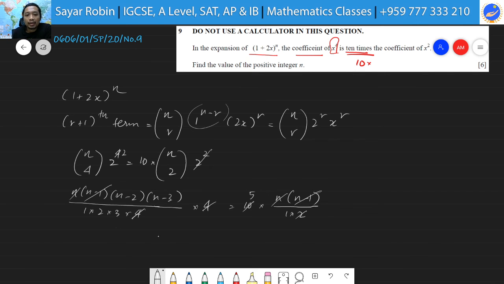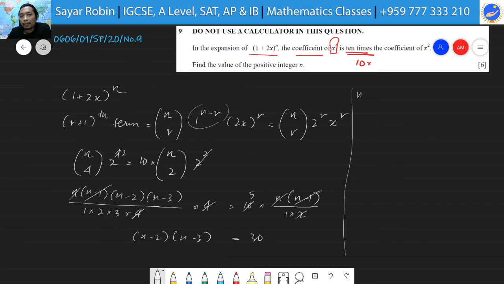Then n minus 2 times n minus 3 remains, over 1 times 2 times 3. The product of 1 2 3 is 6, and 6 multiplied by 5 is 30. So we have to continue from this step and expand it.